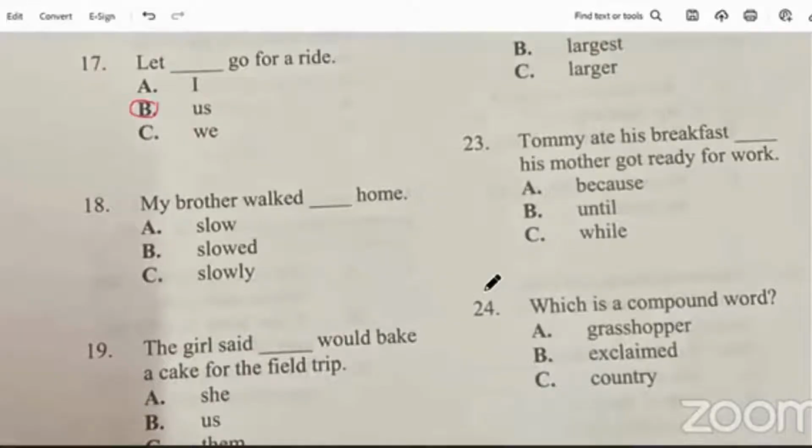Question 18, my brother walked blank home. My brother walked slow home. My brother walked slowed home. My brother walked slowly home. The correct answer is C.